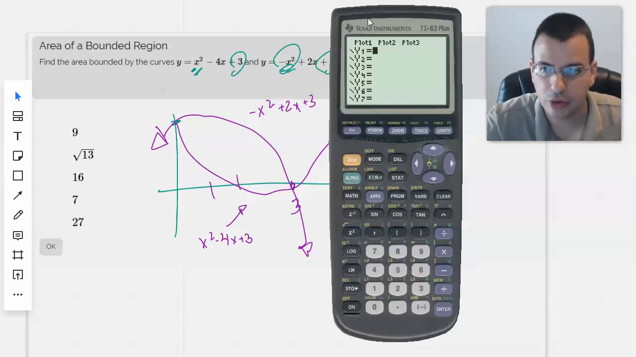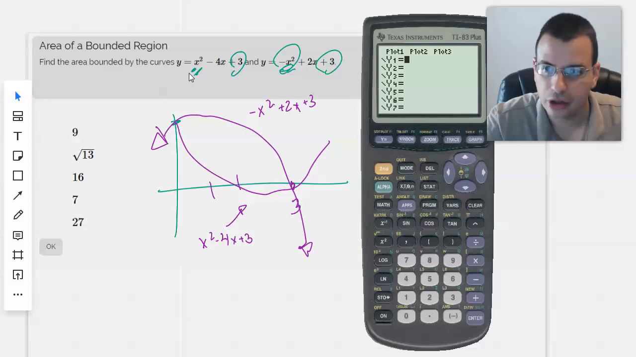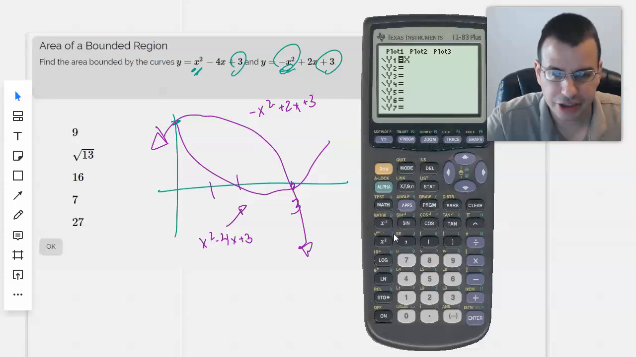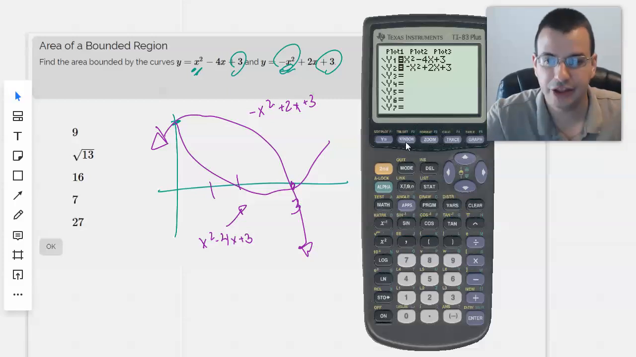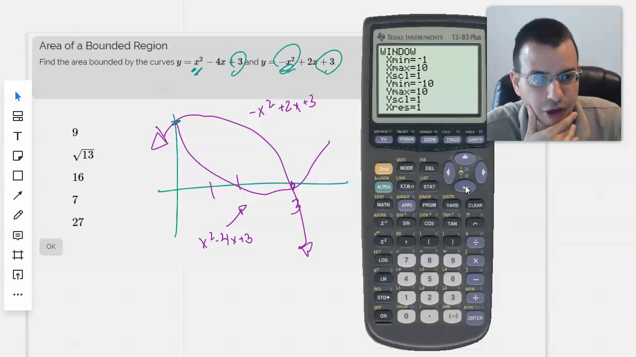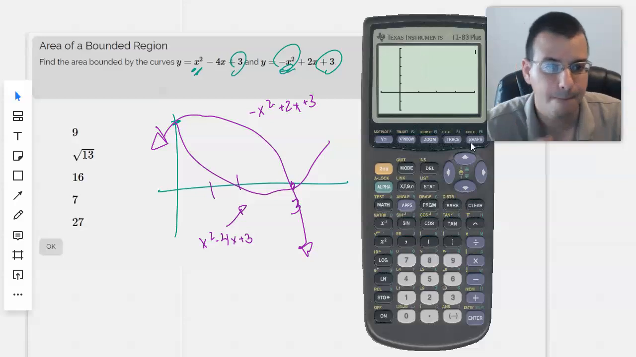Okay. Y equals, let's start out with the bottom one. So x squared minus 4x plus 3. And then we have negative x squared plus 2x plus 3. And then our window is going to be from negative 1 to 4. That'll give us a little bit of buffer on both sides. It probably doesn't go too much higher than 3. So we'll say the y min will be negative 2, and the y max will be 5.